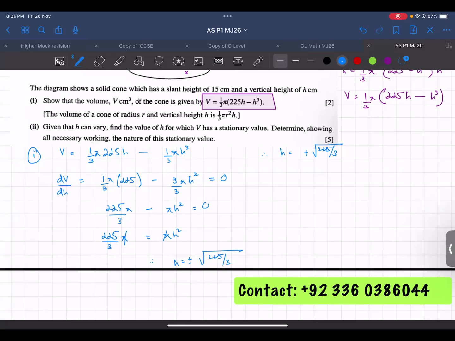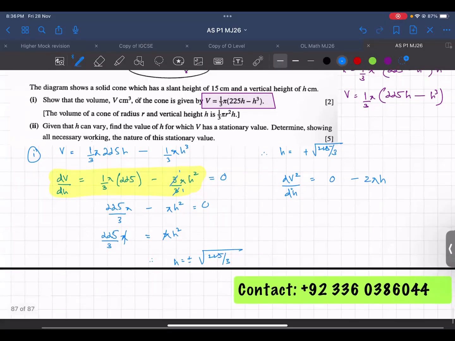And now determine whether this stationary point is a minimum or maximum. So we have found the first derivative. Here is the first derivative. And now you differentiate again. So d square v upon d h square is equal to, this is a constant, so this would become 0. Then this would become minus 2 pi h, because 3 and 3 cancel, this becomes 1. So the power 2 comes down, 2 pi, and the power of h reduces by 1. So minus 2 pi h.